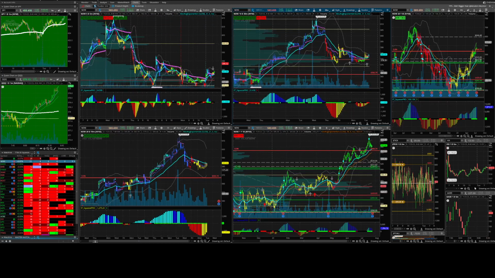Next one down is NOW. NOW also looks interesting. It's not a perfect bird pattern, but it's interesting, so I'm going to write it down.